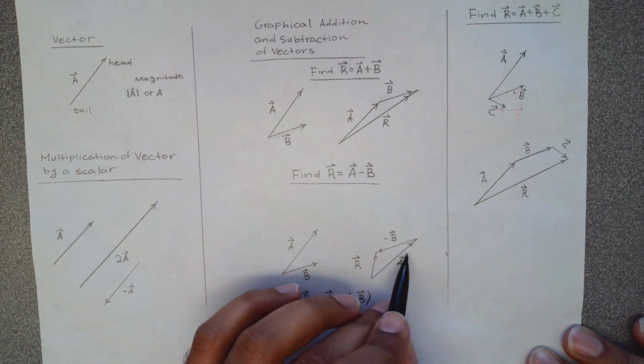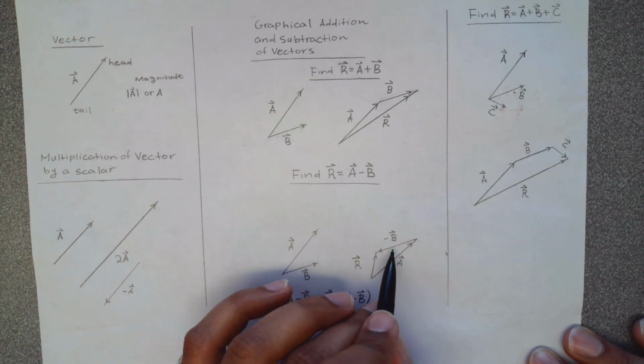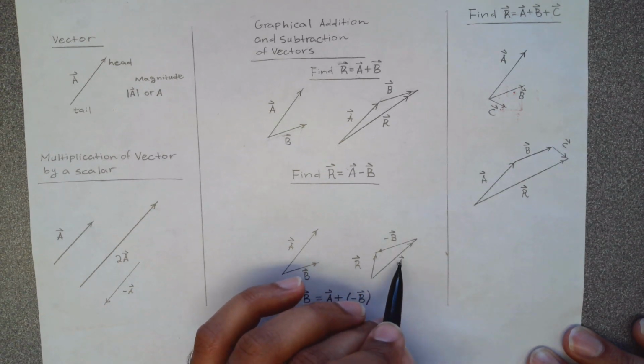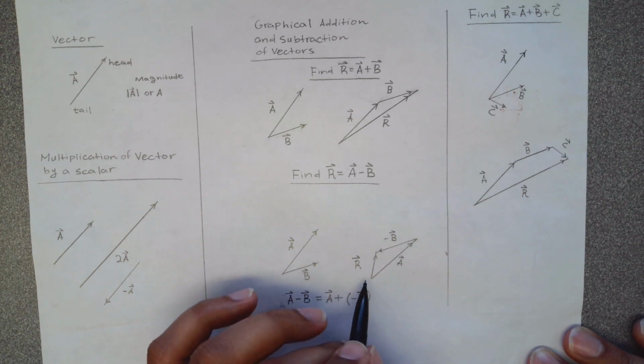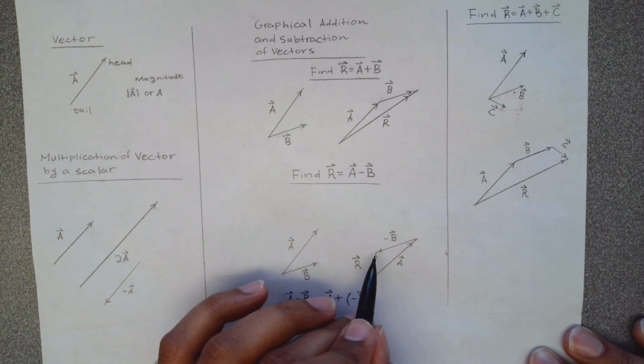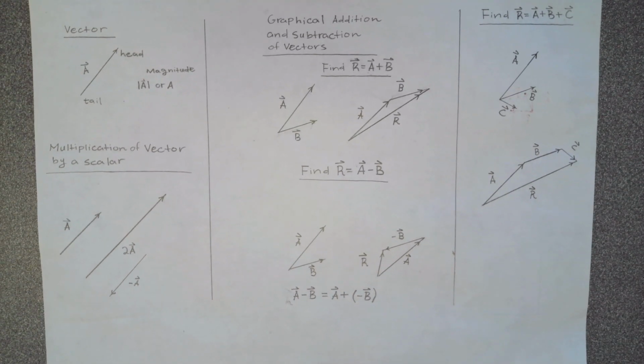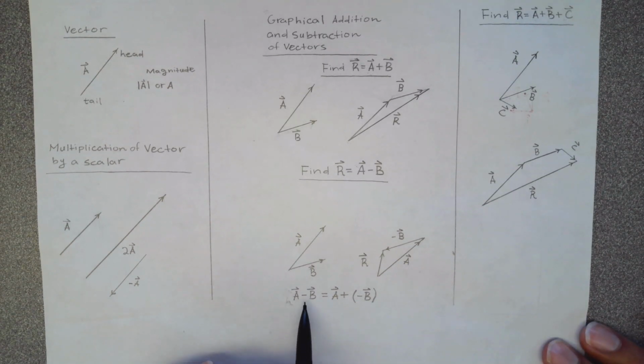So here's my vector A, and to the head of A, I add negative B. So I put the tail of negative B here. Now this is A plus negative B. And then the resultant is going to go from the tail of the first, which is A, to the head of the last one, which in this case is negative B. This is how we represent the resultant vector. So A minus B is the same thing as A plus negative B.